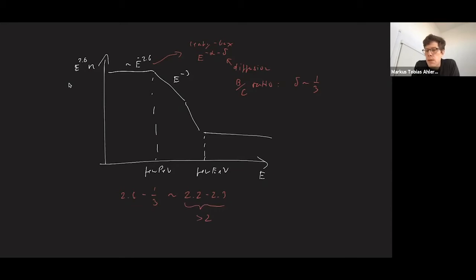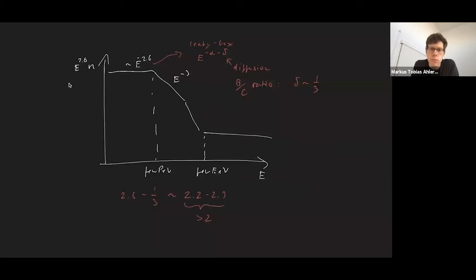But if you have weaker shocks, then this will modify the spectral index, and also other nonlinear processes on top of this simplified discussion will also modify the spectral index. And we believe that this is the reason why the spectral index is somewhat softer here than 2.